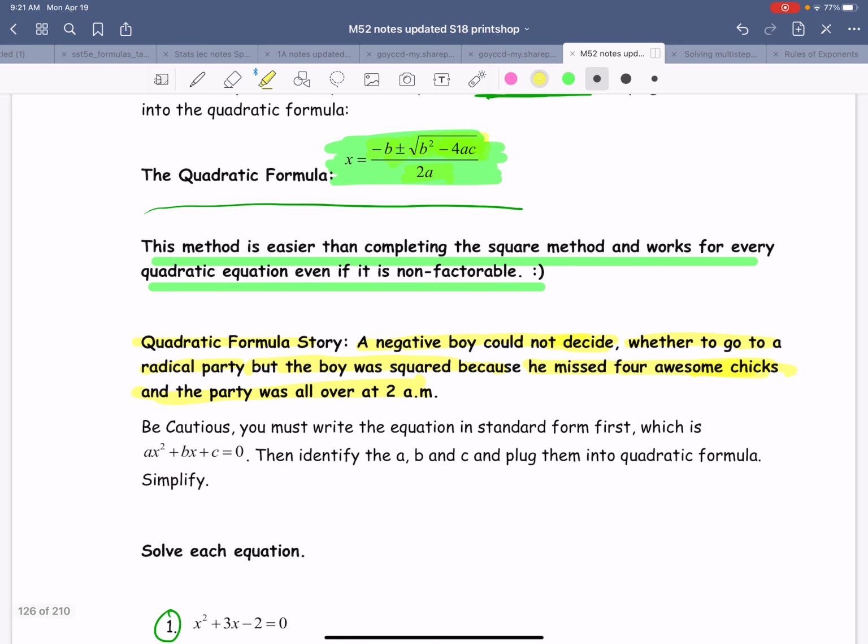Be cautious. You must write the equation in standard form first, which is ax squared plus bx plus c equal to 0. Your b can be 0, your c can be 0, but a cannot be equal to 0. So first write it in standard form, then identify your a, b, and c, plug them into the quadratic formula, and simplify.